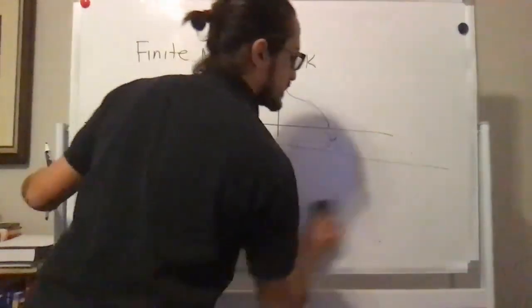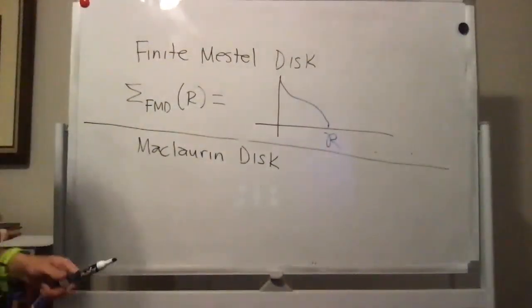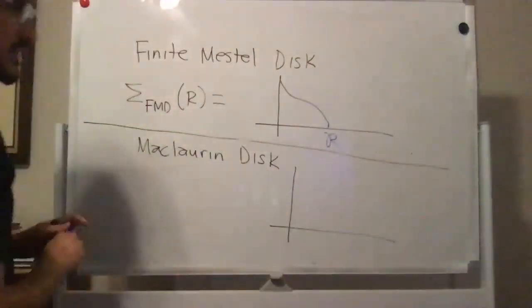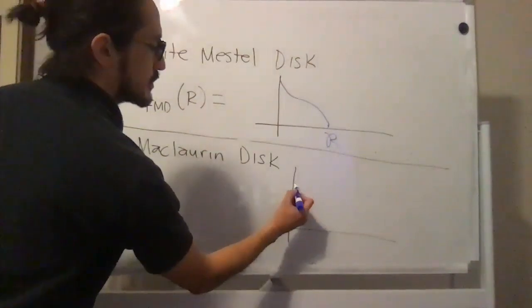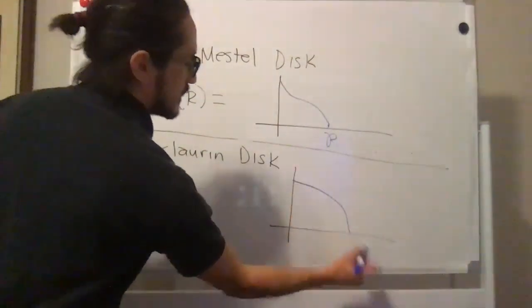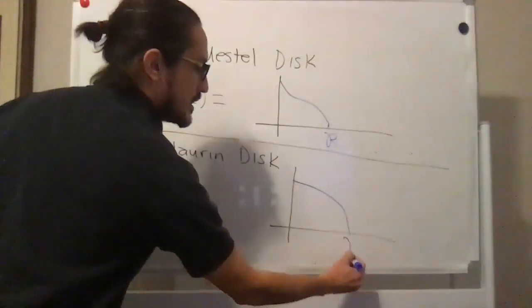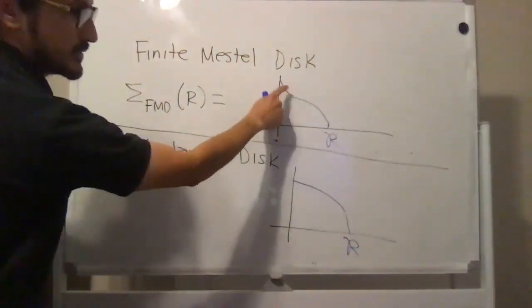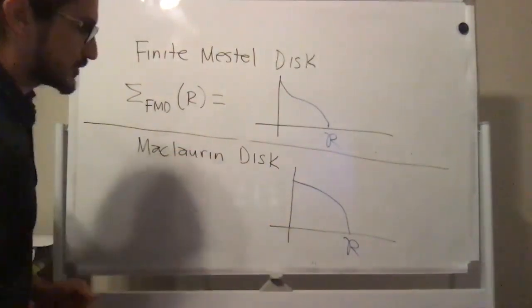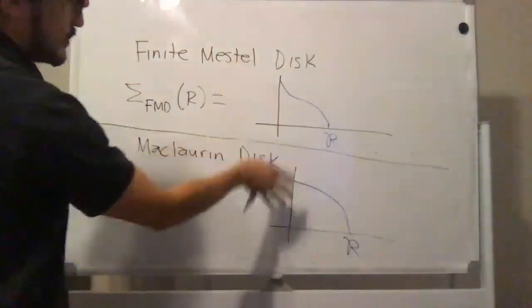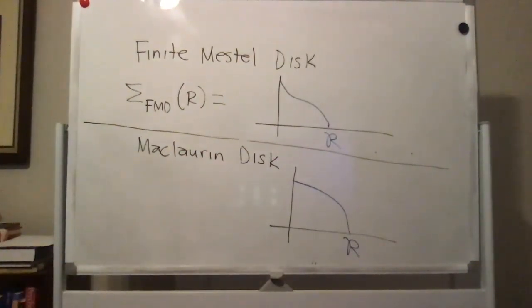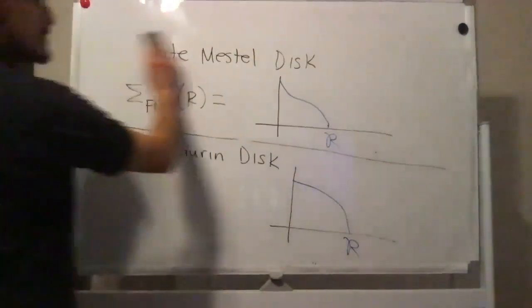The Maclaurin disk is pretty similar, but it's going to look more like this, so you don't have the small peak at the center of the disk. Here, these are just surface density.